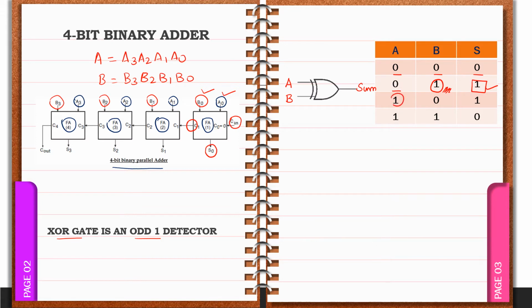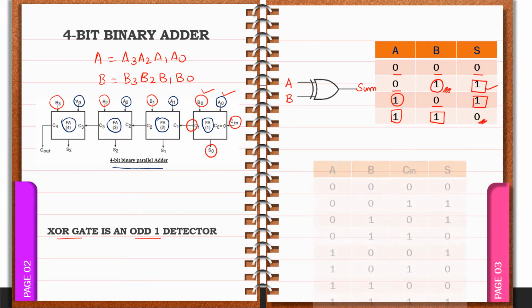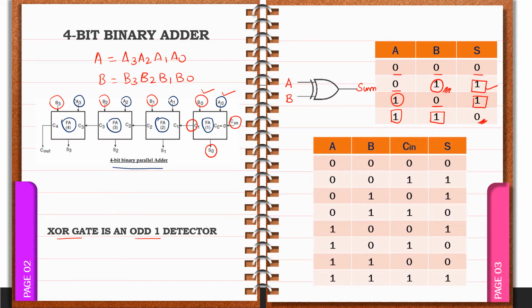When A is 1 and B is 0, we get the output as 1, since there is only one 1. When A is 1 and B is 1, there are an even number of ones, so the output is 0. Similarly, I am going to explain the same thing with 3 inputs. I added one more input, Cin, to the XOR gate. So A, B, Cin are given, and then the sum.